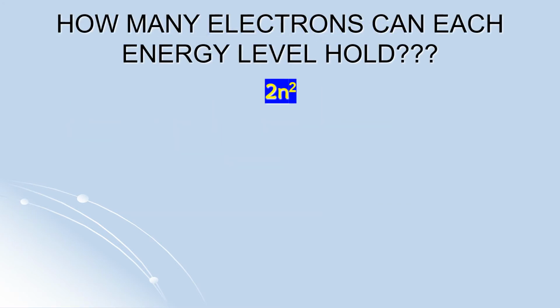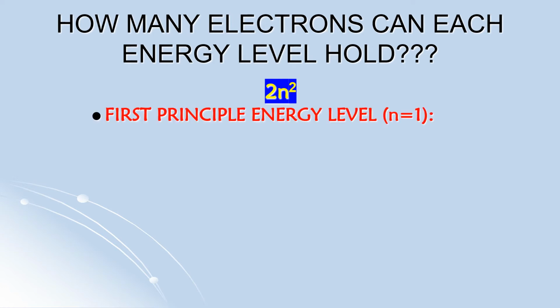So this is the formula that we use to calculate the maximum number of electrons that any orbit can hold. In this formula, the n represents the number of the orbit that you're looking at.